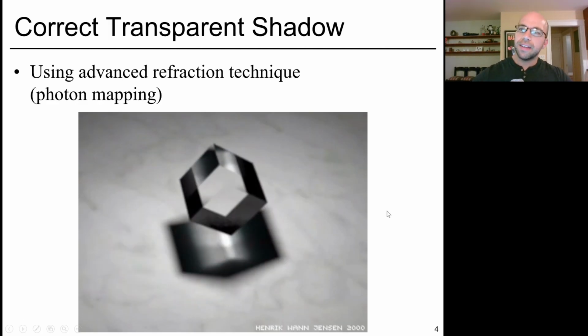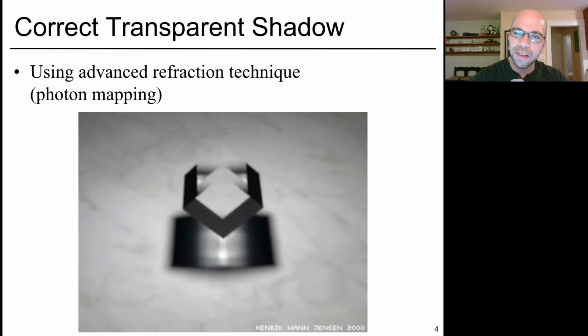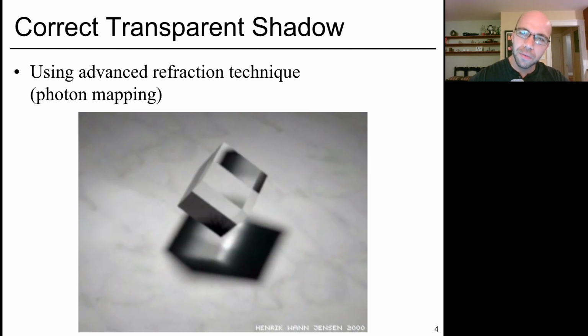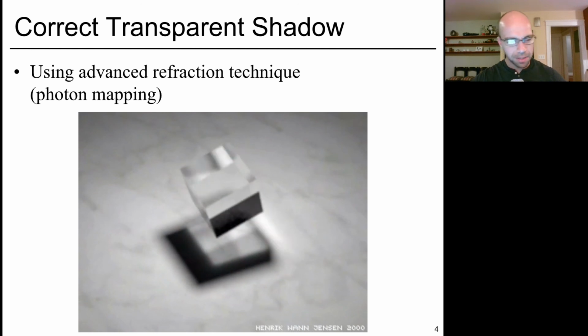So using advanced techniques, we can capture all kinds of cool images. For example, here, by using photon mapping, we're able to see the refraction effect going on underneath this transparent object.